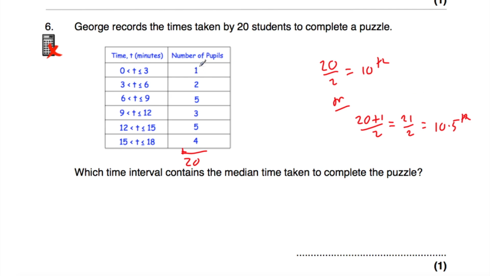So let's have a look here. Is the 10th value or 10.5th one here? No. And then number 2, that's 3 so far, no. And number 5, that's 8 so far, no. And then number 3, that's 11. So yeah, the 10th and the 10.5th are both in this class interval here. So the median's in here, and that's our answer. So the time interval that contains the median time taken to complete the puzzle is the time is bigger than 9 minutes, but less than or equal to 12 minutes. And that's it. Okay, let's look at our next question, question number 7.